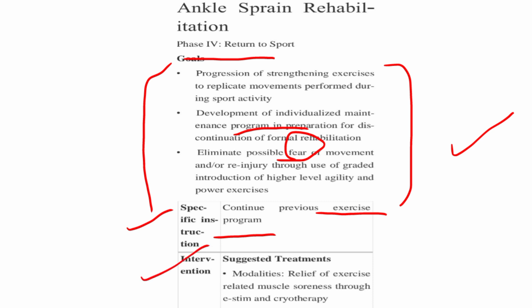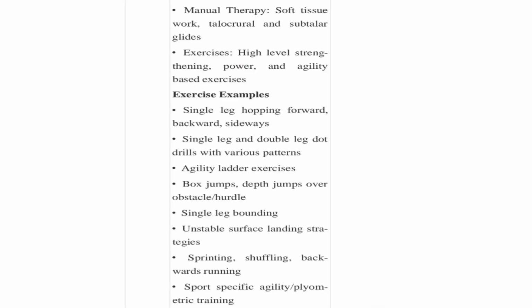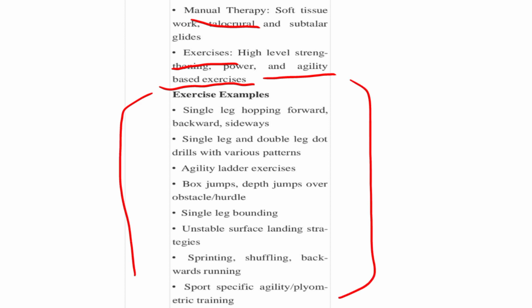The suggested interventions are modalities for the relief of muscle soreness, and we also use cryotherapy. Manual therapy, mobilization and glides are very important, along with exercises in which muscle strengthening is increased, like power and agility based exercises. Other exercise examples that we discussed previously are also very important, but at a high progression.